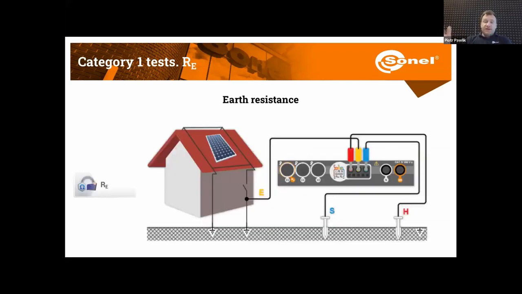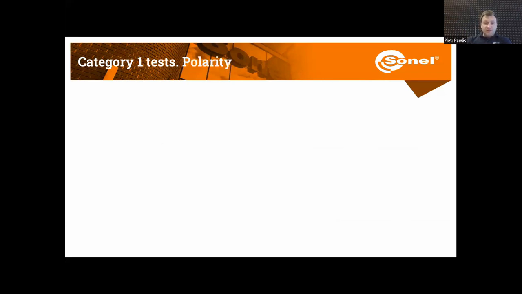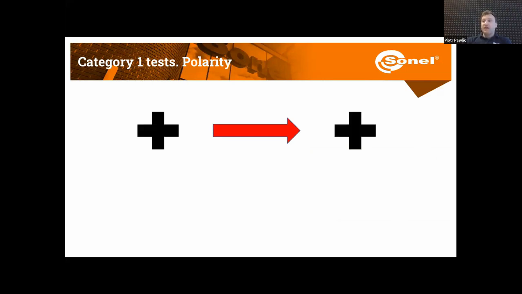Okay, the next thing, this is actually not described in Category 1, but as we are talking about electrical systems in total, or maybe thunder protection systems, it's also a good idea to check the earth resistance. Then the next test described by Category 1 is the polarity check. So we need to check if the connections are made correctly.